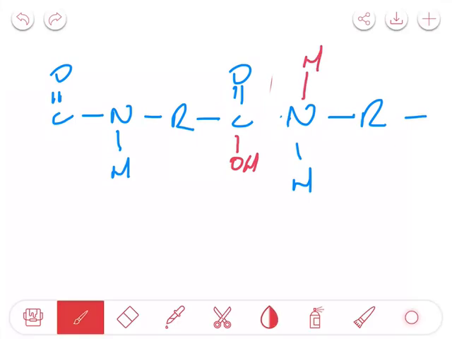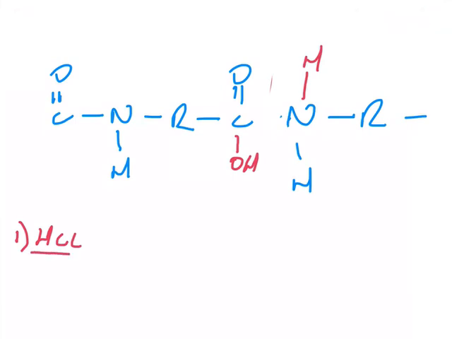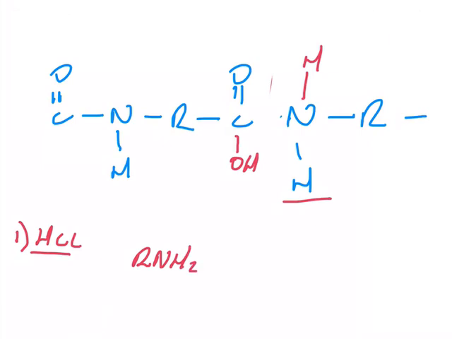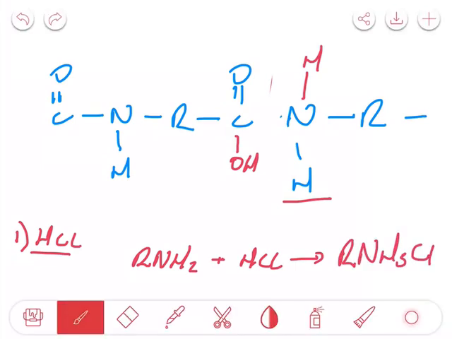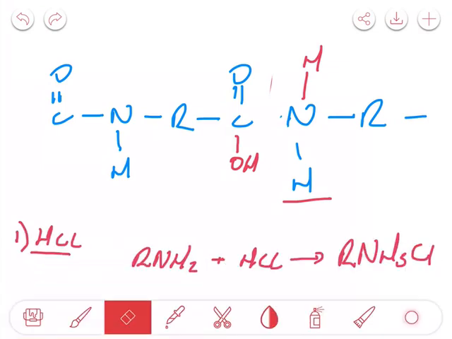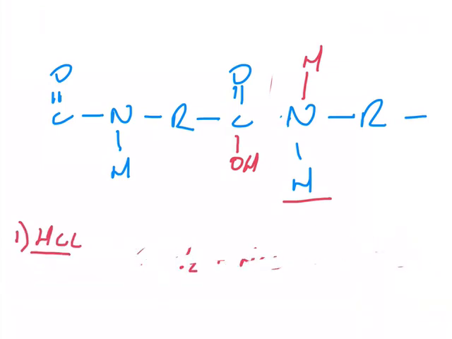Now remember, there's two types of hydrolysis that we can do. Number one, we can do hydrolysis using hydrochloric acid. Now here's where it is slightly different, because hydrochloric acid, if you remember, reacts with the amines. Just to refresh your memory, RNH2 plus HCl will give RNH3Cl. So when you're doing the acid hydrolysis with this, the product that you get is always going to be the salt of the amine.